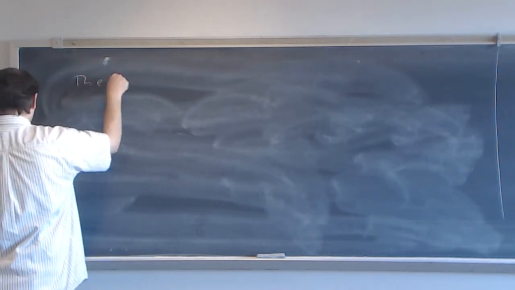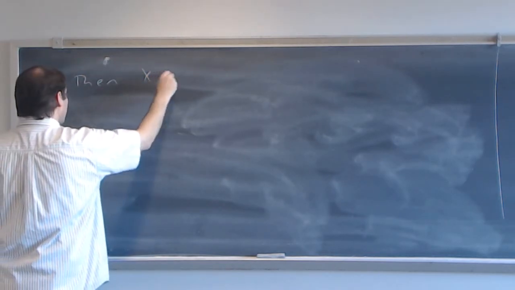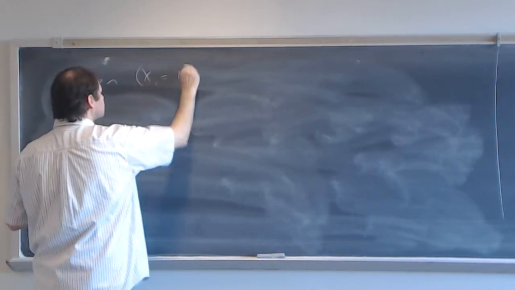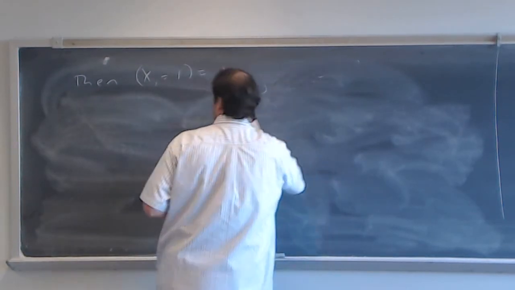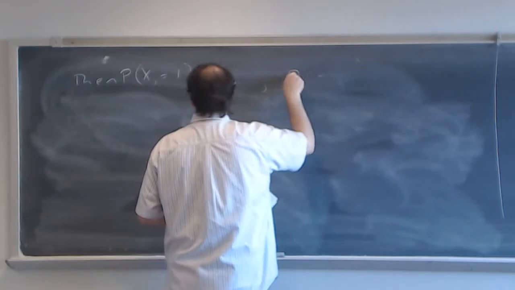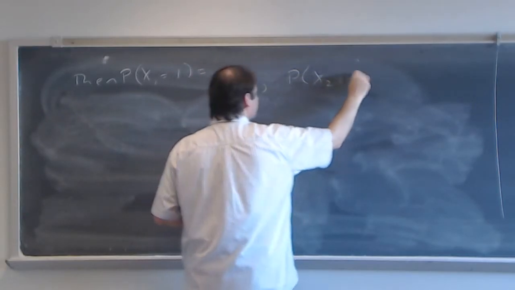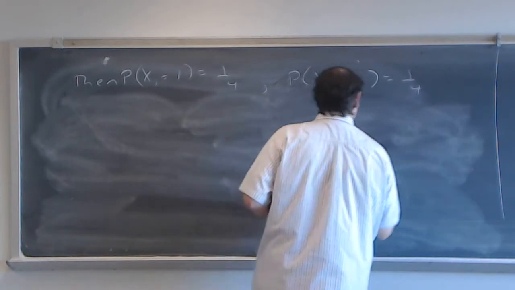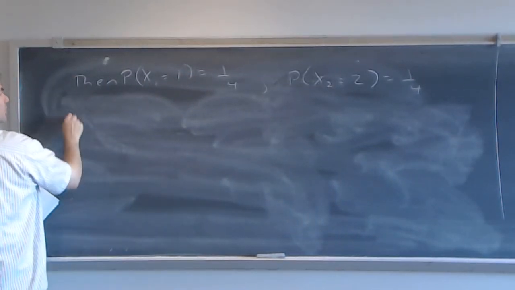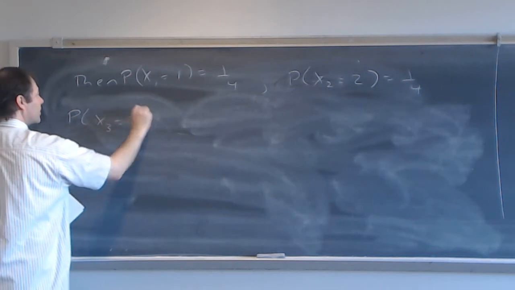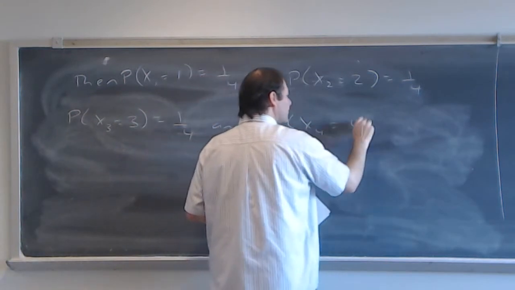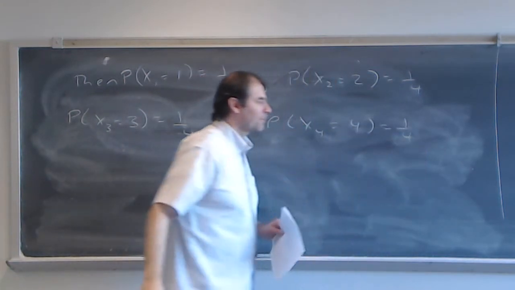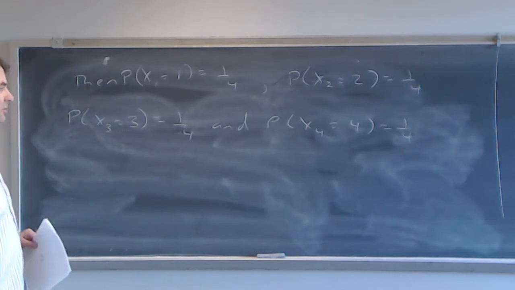then here's what we have. The probability that X_1 equals 1 is 1/4. The probability that X_2 equals 2 is 1/4. The probability that X_3 equals 3 is 1/4. And the probability that X_4 equals 4 is 1/4, from that last statement that we're assuming about X_i equaling i.